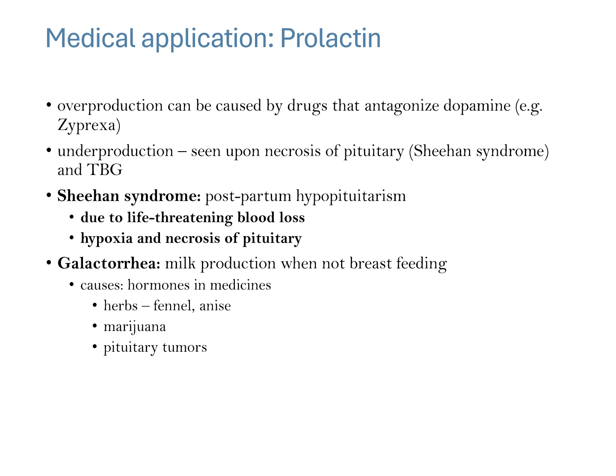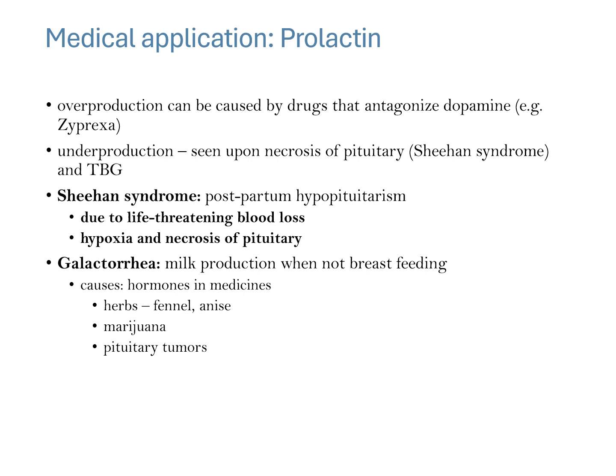Underproduction is usually caused because the lactotroph cells die. There is something called Sheehan syndrome, which is known as postpartum hypopituitarism. This actually can happen due to life-threatening blood loss, for example, during childbirth. The hypoxia can lead to necrosis of the pituitary, and the loss of those lactotrophs leads to Sheehan syndrome, thus leading to an underproduction of prolactin.